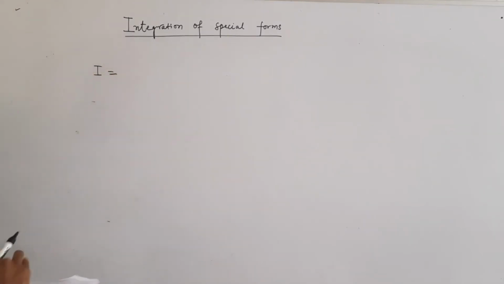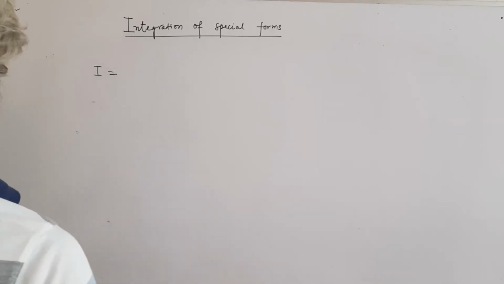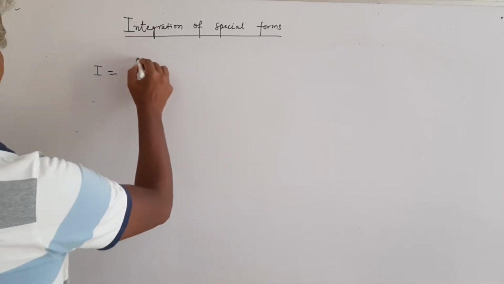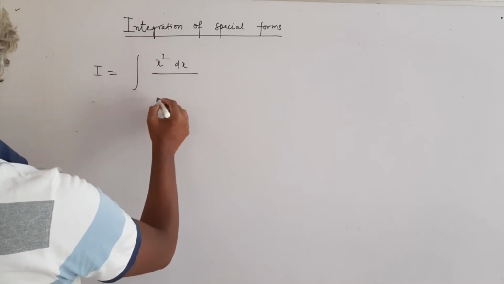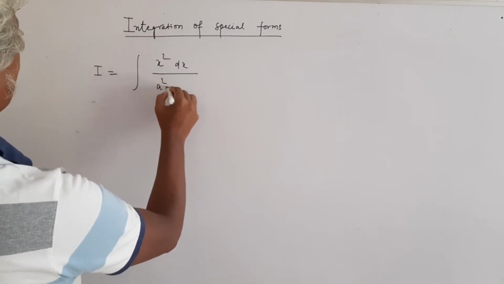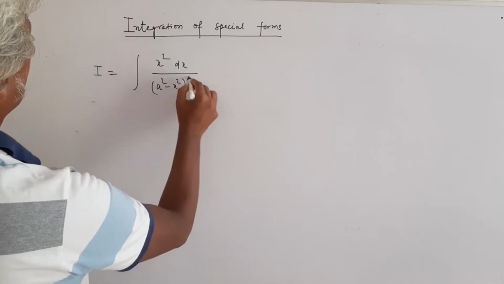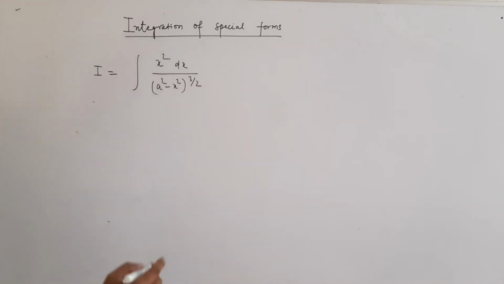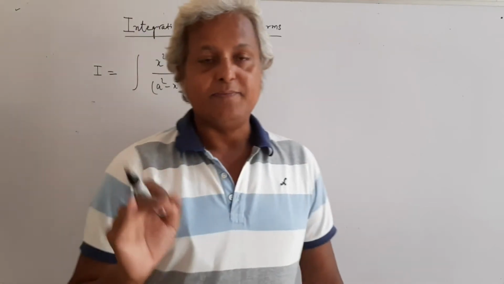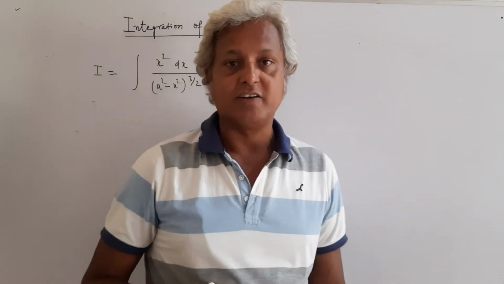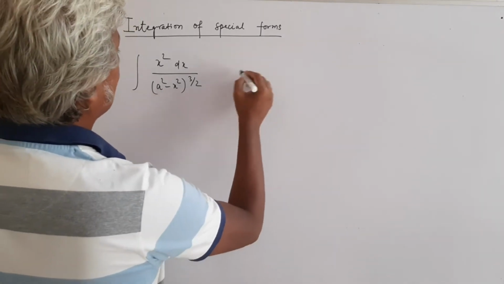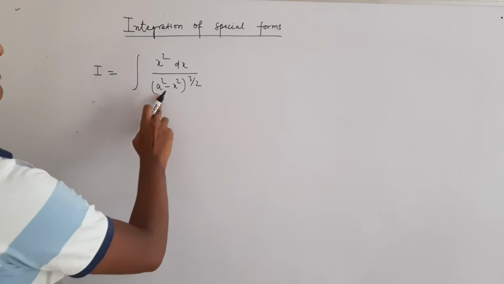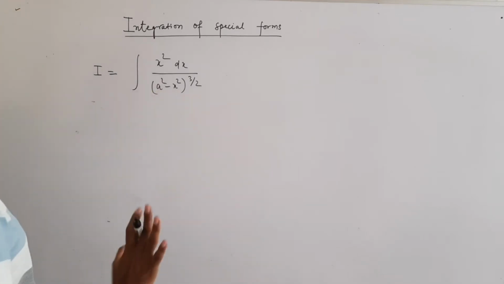These are special forms, and we have to apply our acumen and the applicability of whatever we have learned so far. So the question goes like this: integral of x square dx over (a square minus x square) to the power 3 by 2. Now I always say keep the formulas ready at the tip of your tongue. When you see a square minus x square, you know that 1 minus sine square or 1 minus cos square is going to help.